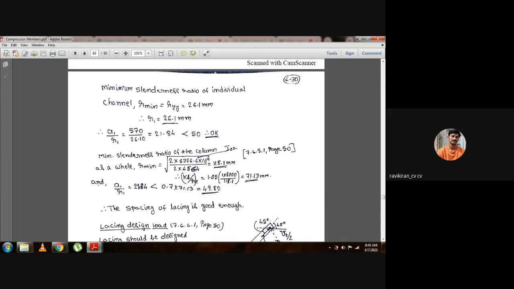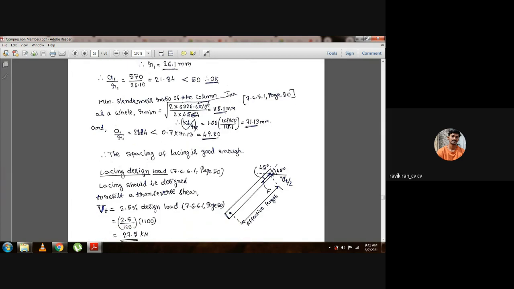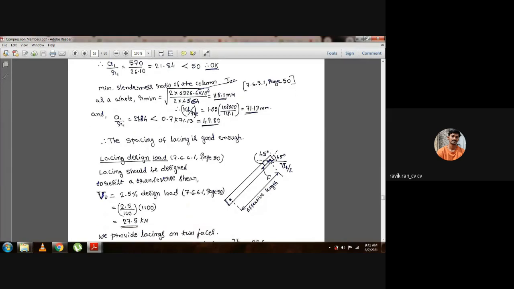Or see here, again cross checking in different ways. This one we have already calculated, that should be less than 0.7 times the slenderness ratio. So that is 70% of this value is 49. Again, it is satisfied in these two criteria. So now spacing is what we provided, 570 millimeter is good enough. Let us proceed further.